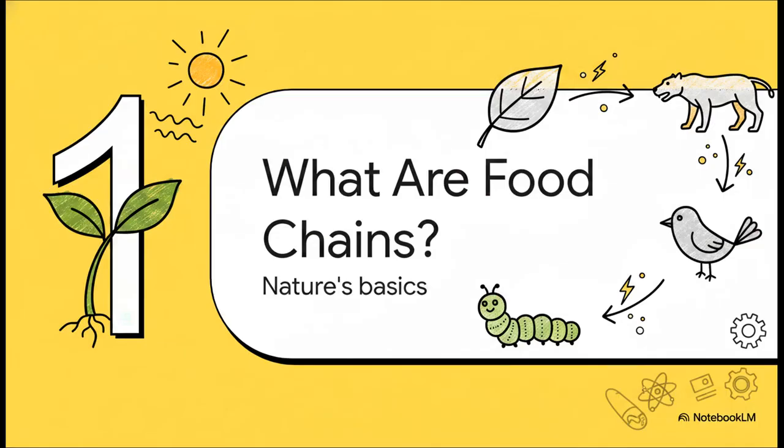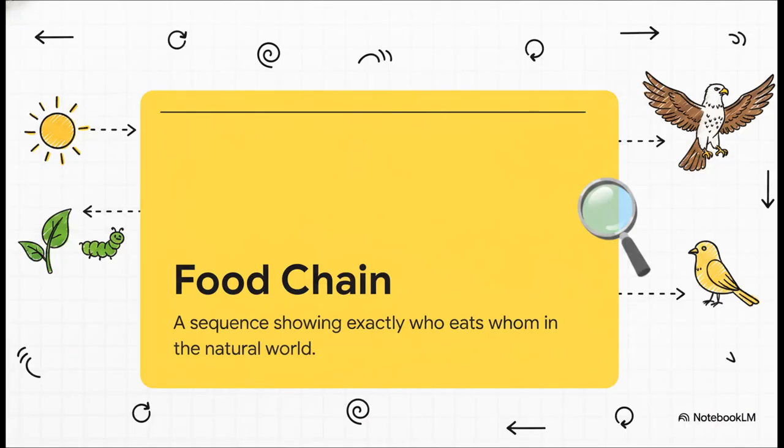All right, Section 1. What are food chains? So if we want to understand how the natural world actually works, we kind of have to start with the absolute basics of survival, right? Everything needs energy to live. So a food chain is basically a sequence of living things where each one is eaten by the next. It literally just shows who eats whom in nature. I'll say that again because it's super important to remember. It shows who eats whom. It's just a straight line showing how energy gets passed from one living thing to another.